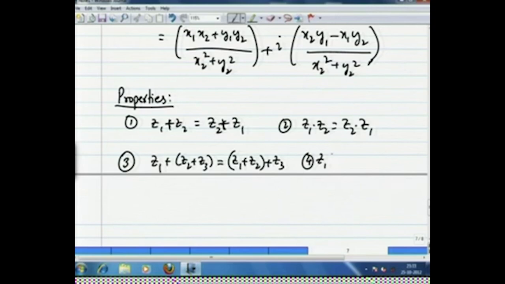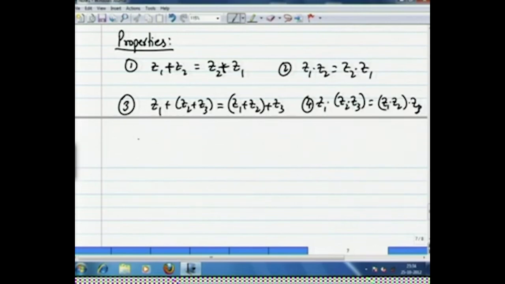If you multiply z2 and z3 first and then multiply z1 to it, it gives the same result as multiplying z1 and z2 first and then multiplying z3. And so, these properties 3 and 4 are called associative properties for addition and multiplication respectively.